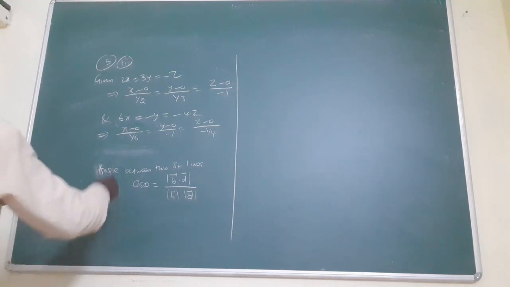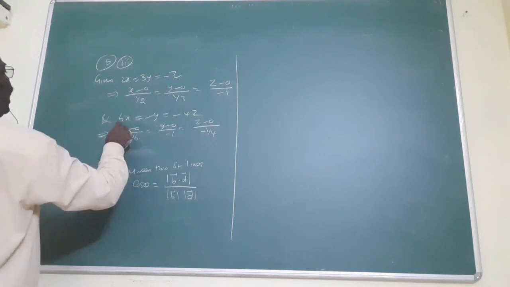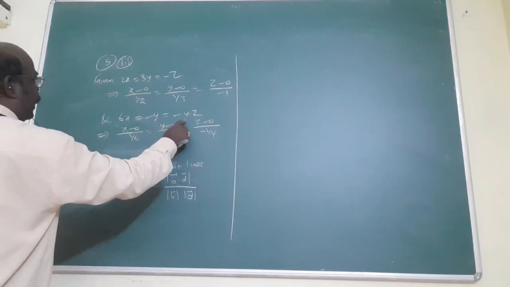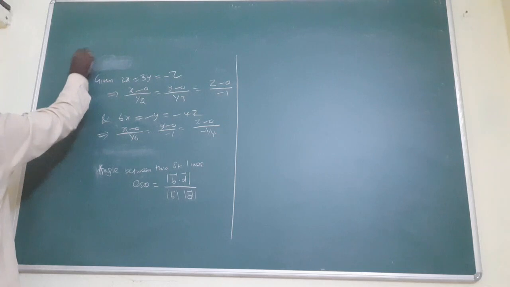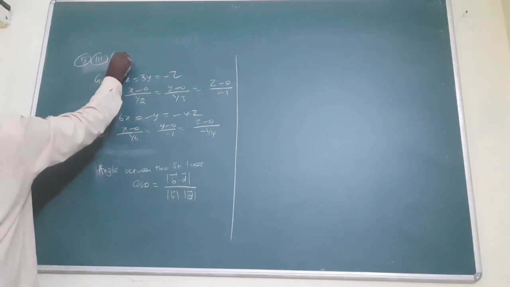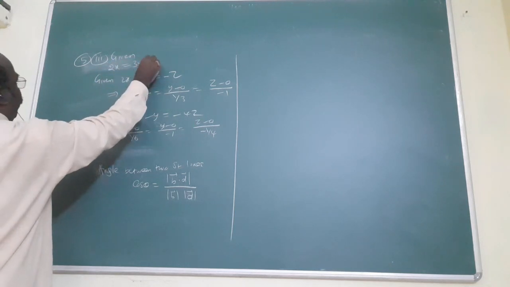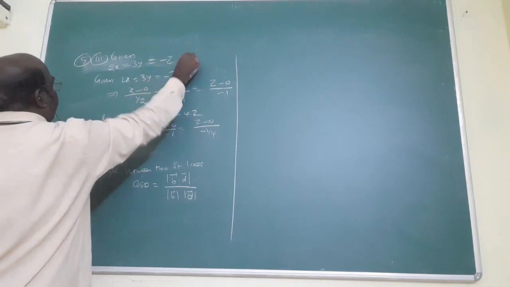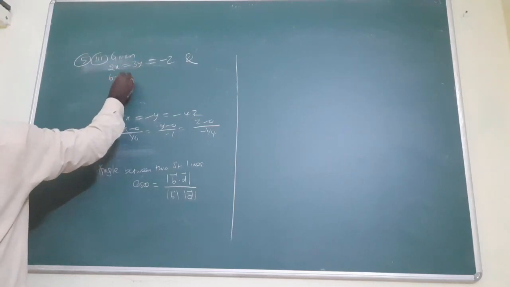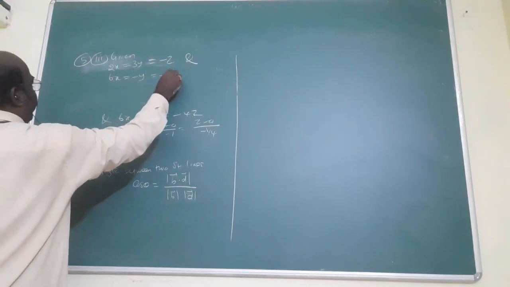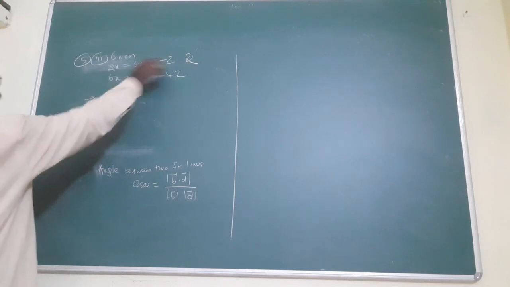Next question. What are the equations given? 2x equals 3y equals minus z, and 6x equals minus y equals minus 4 is given. This is only given. Fifth question, simplicity. What is the given equation? 2x equals 3y equals minus z, and 6x equals minus y equals minus 4 is given. Now I want to rewrite this equation in Cartesian form.